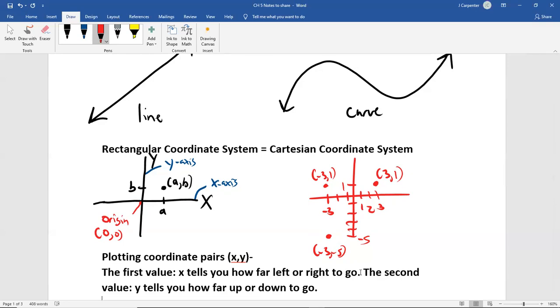So the first value tells you how far left or right. The second value tells you how far up or down. Left is negative, right is positive. Down is negative, up is positive.